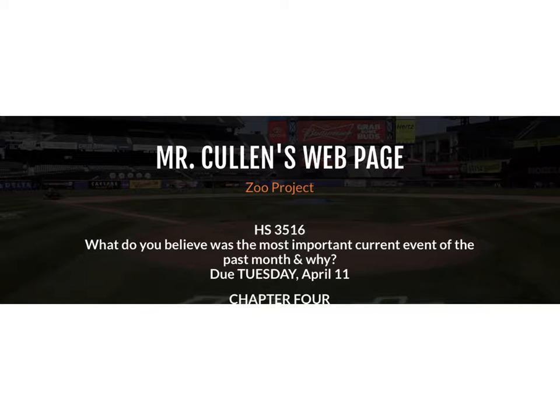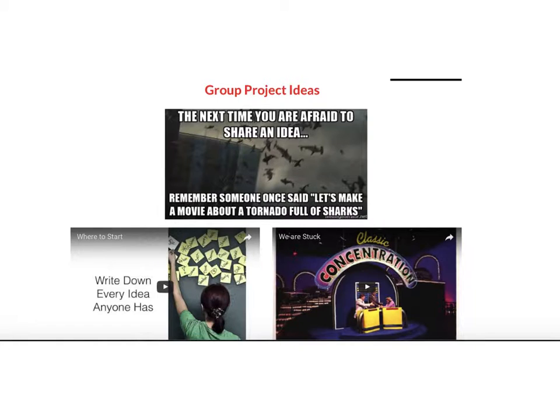A great place to start is Mr. Cullen's Weebly site. You click on Zoo Project, scroll down to the bottom, and there are two videos. One, where to start, and the other one is We Are Stuck. Where to start kind of gives you ideas of what you should be doing the first day. We Are Stuck is if after lunch you still don't have a clue of what your presentation is going to look like, it gives you some ideas.